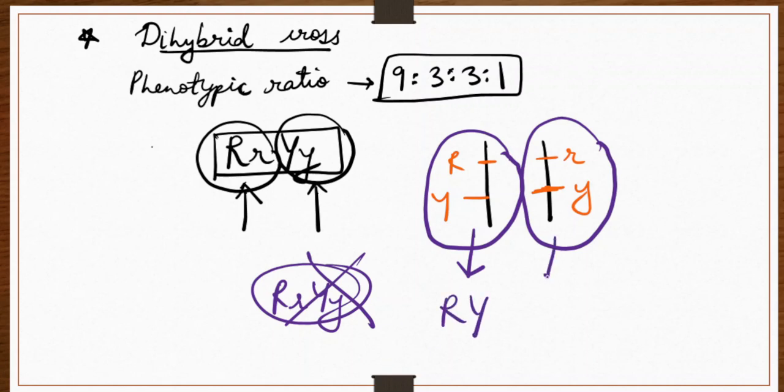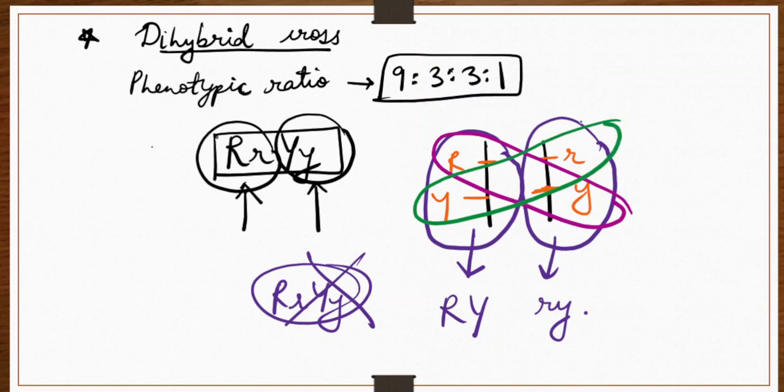This is one gamete, that is small r, small y. We got other gametes also. By crossing over, we got capital R, small y, and we also got small r, capital Y as the gamete. So we got capital R, small y, capital Y, small r. We got four gametes.